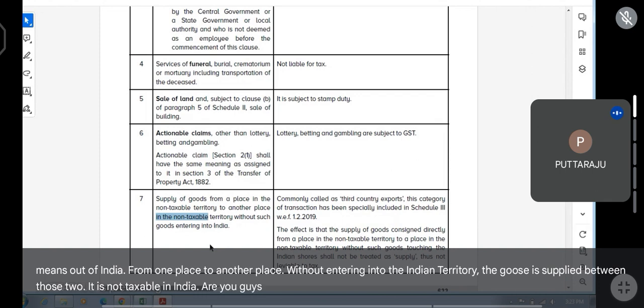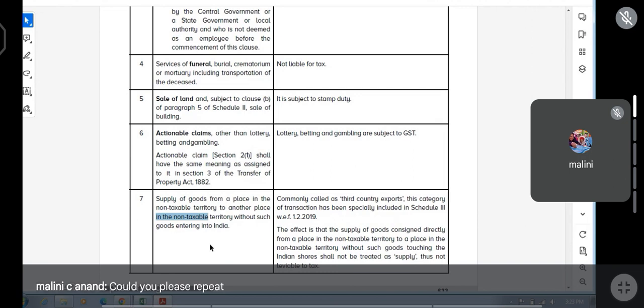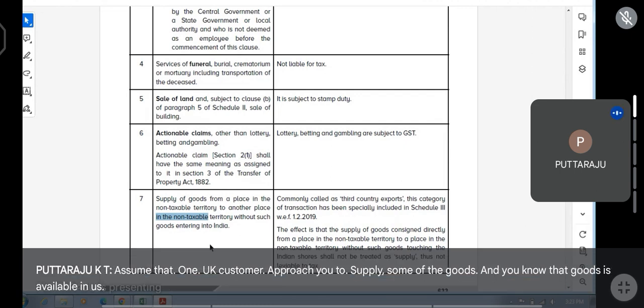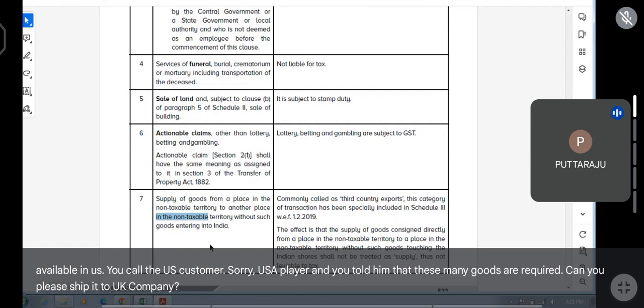Have you guys understood here? Could you please repeat that, sir? Assume that one UK customer approaches you to supply some goods, and you know that goods is available in US. You call the US supplier, and you tell him that these many goods I require. Can you please ship it to UK company? They agreed. This shipment happened from US to UK.